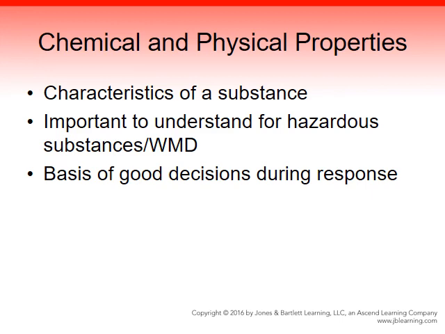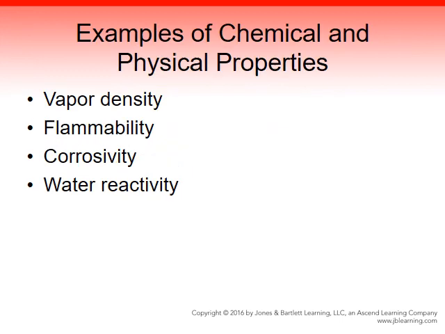So, in this chapter, we're going to start off by looking at the chemical and physical properties. That's an important first step in understanding the hazards associated with any chemical involved with the state of matter. Examples of chemical and physical properties are vapor density, flammability, corrosivity, and water reactive. We'll go more in depth on what each one of these are.